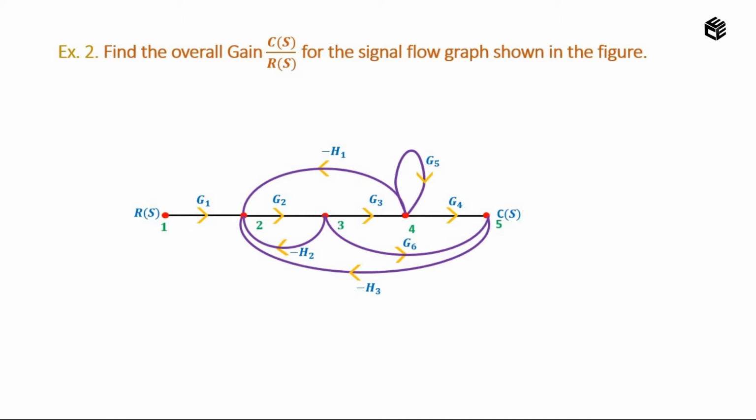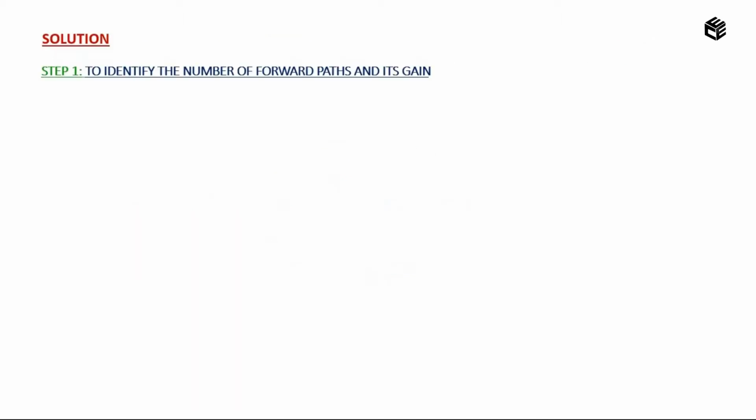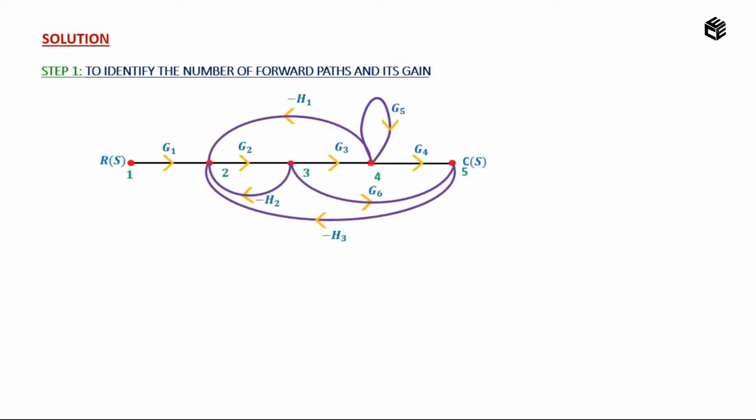Our first step is to number the nodes, correct? So on seeing the system, we can say that the nodes are numbered as 1, 2, 3, 4 and 5. So we no need to perform the first step. So we can solve the problem with the help of the second step. Correct. Our step 1 is to identify the number of forward paths and its gain.